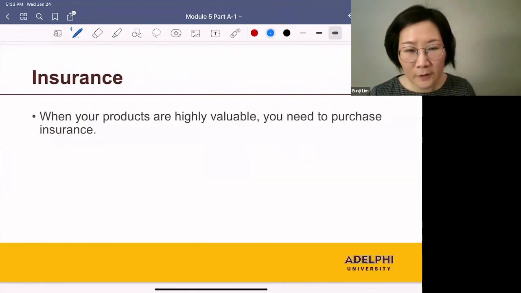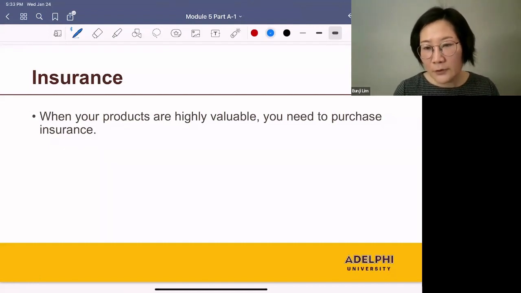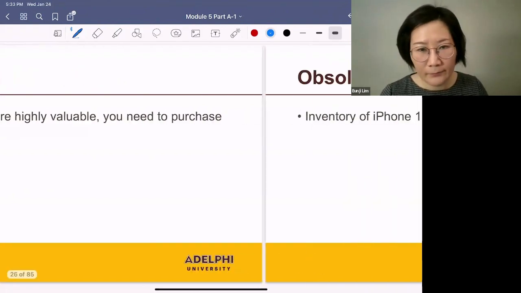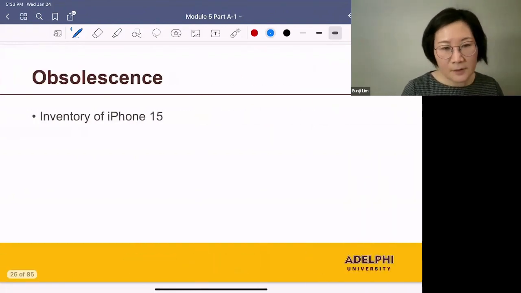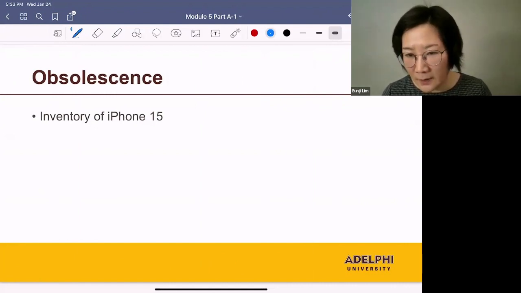Insurances are also holding costs. When your products are highly valuable, you need to purchase insurance just in case things get stolen. Obsolescence is another type of holding cost. This is a cost you need to pay because things get obsolete.